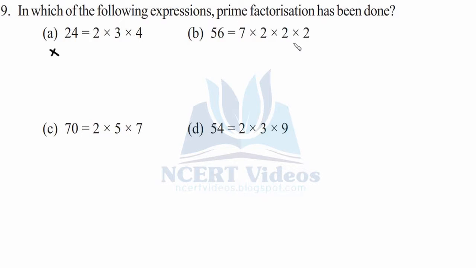So prime factorization has been done in this case. Here again, all the prime factors are there. Therefore, it is again true. Here 9 could be written as 3 into 3. Here 9 is a composite number, so no prime factorization has been done. So this was your question 9.